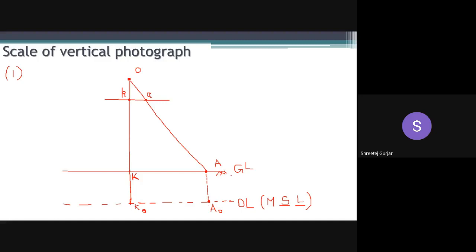Okay, then this is the ground. I have told you this is the datum level. Okay, no problem. Then what I'll do is I will join this A naught and also join this particular line.